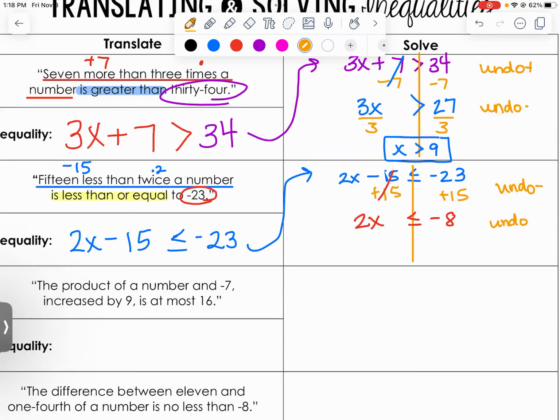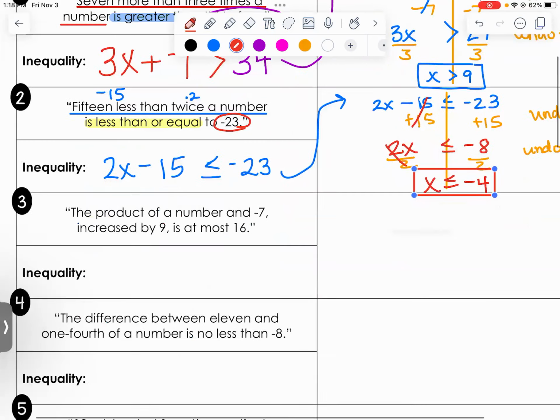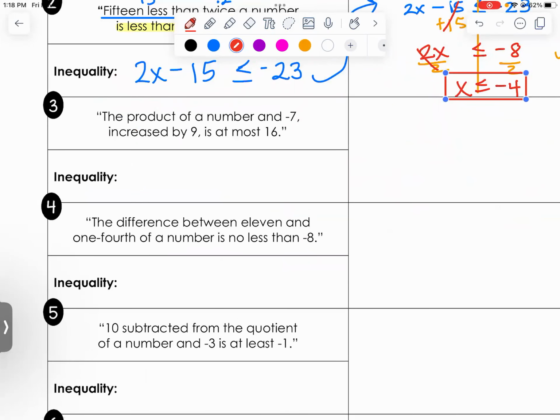All right, Kaden, what's our next step? You're going to divide to get x by itself on both sides. So negative 8 divided by 2 is negative 4. Okay, do I have to flip my inequality sign? No, because it's not divided by a negative. We are not dividing by a negative, so we do not need to flip the sign. Okay. All right, go ahead and read through number 3.